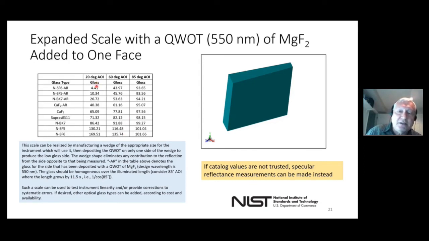You can see at 20 degrees, the minimum gloss is now about 4.4 units for the SF6 glass. And, if you have a scale like this, you can definitely check for systematic errors or your instrument linearity. Or you can also directly calibrate over these gloss ranges. If catalog values for dispersion aren't trusted, say, from your optical design program, then you should measure the actual reflectance instead.